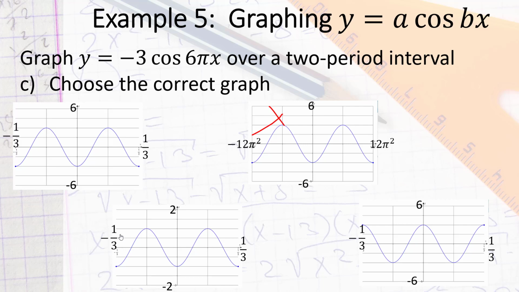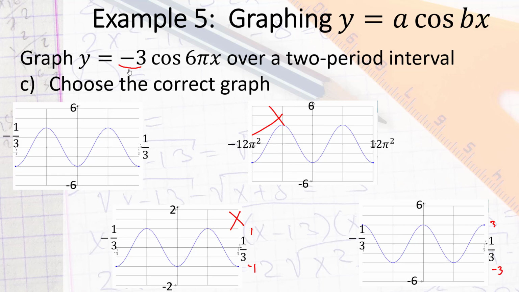Okay, now these, once again, have the correct periods. However, in this graph, the cosine wave ranges from -1 to 1. Our amplitude is 3, so our cosine should range from -3 to 3. So once again, this is out. This one actually has the correct range. This is 3, this is -3.